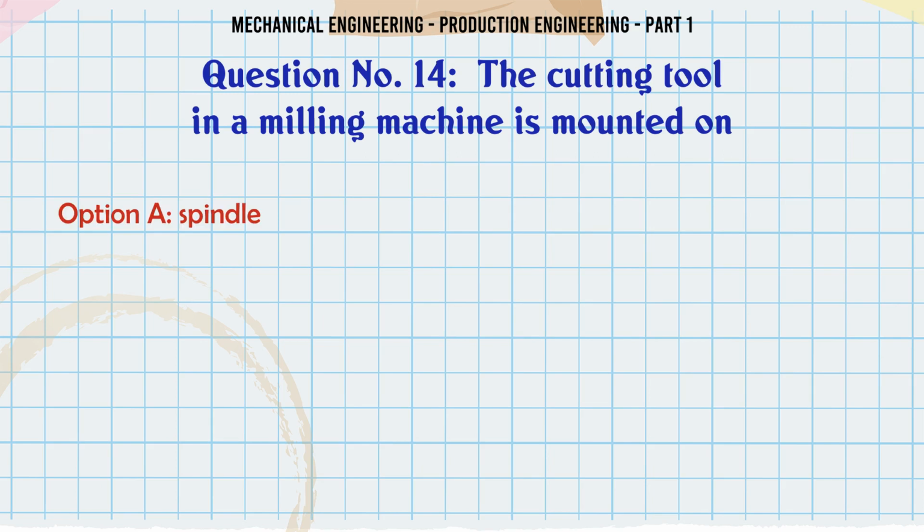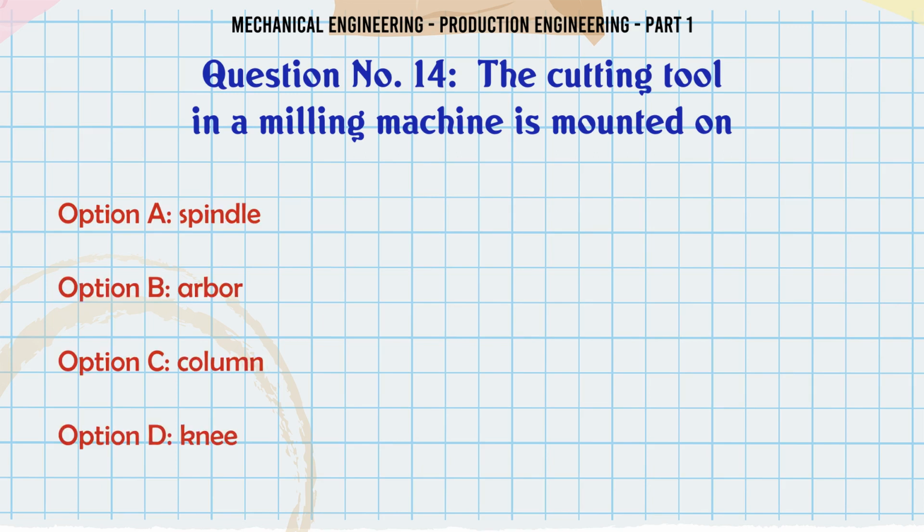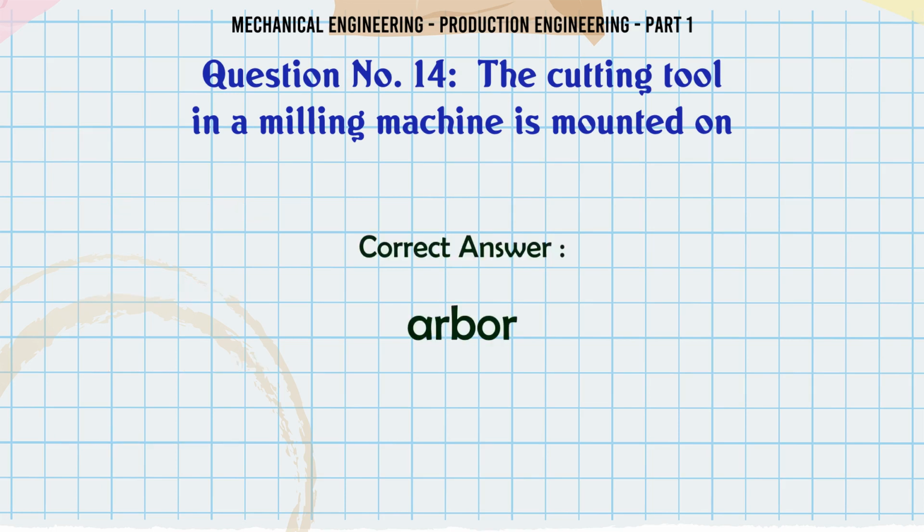The cutting tool in a milling machine is mounted on A. spindle. B. arbor. C. column. D. knee. The correct answer is arbor.